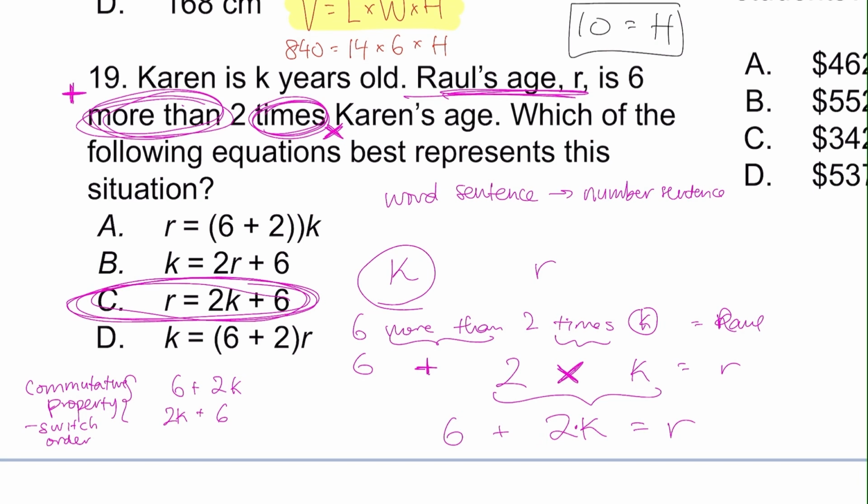So here I'd have to go from word sentence to a number sentence. Identify the keyword more than is plus, and times is multiply. And then we can use the commutative property to help us as well. Just be careful of the invisible dot.